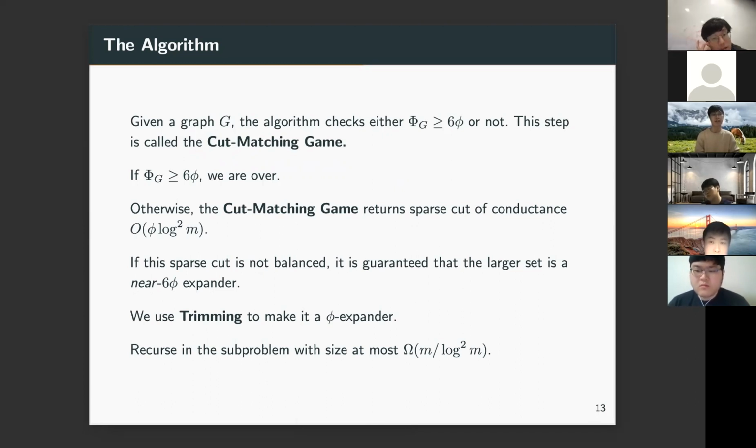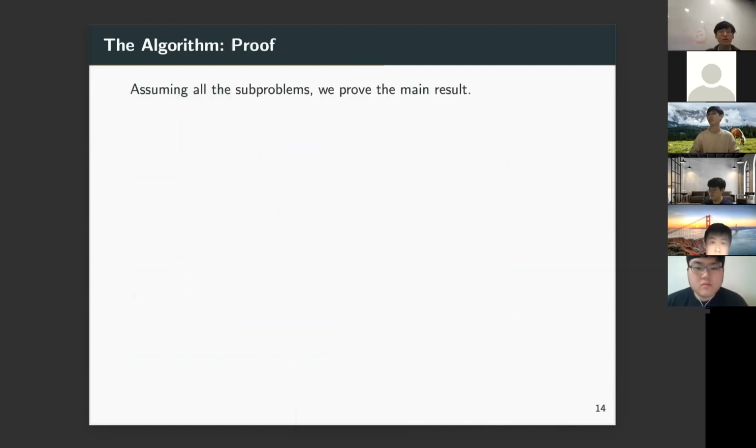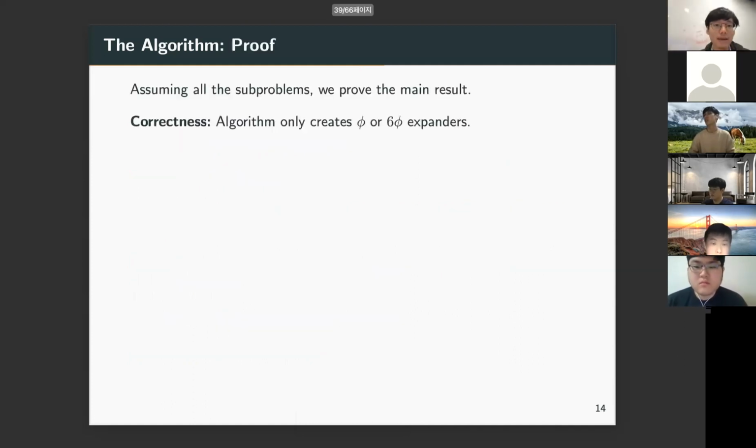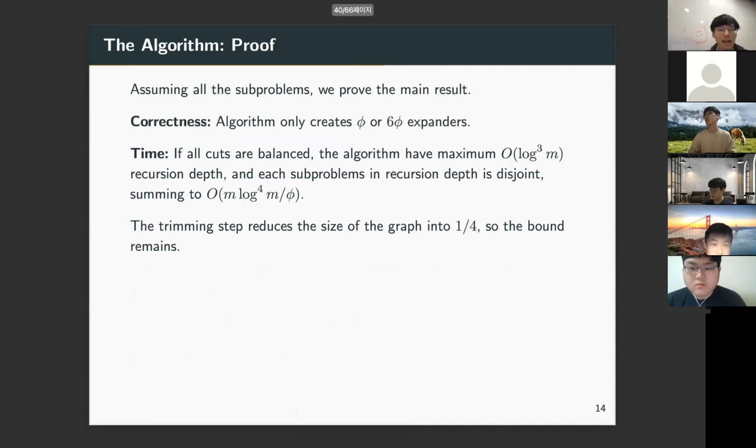So if the sparse cut is balanced, then we are done. We just split it into two parts and recurse. If it is not balanced, then we use trimming. So we don't recurse on the larger part and we just recurse on the smaller part. So assuming all the subproblems, we can prove the main result. The correctness is kind of obvious. The time is also kind of obvious.